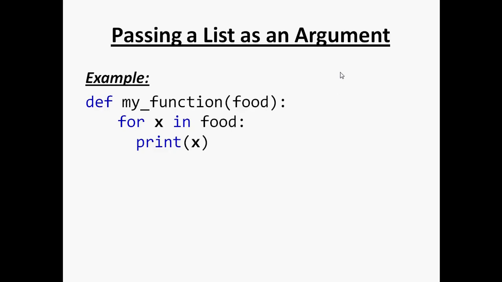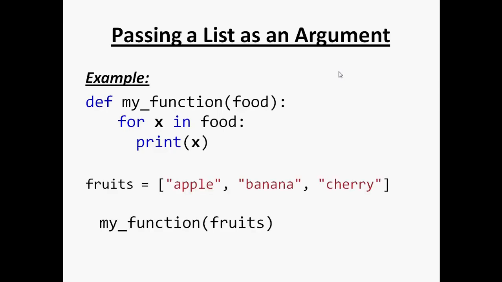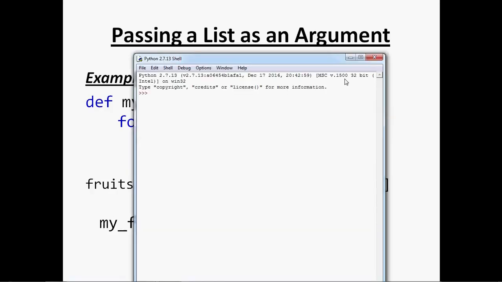I am passing the food, which is a data type. I am taking a for loop to iterate through the items inside food and printing each value from this food. Suppose I have a list named fruits and it is having the values apple, banana and cherry. So when I pass this fruits inside my function, it will print the items of the list. Let's try to execute this code.